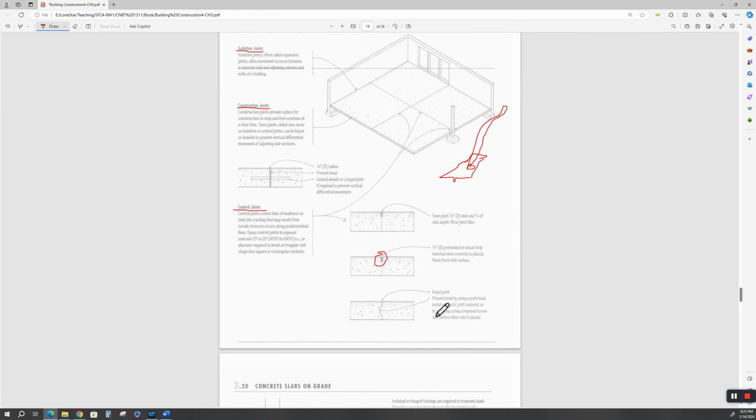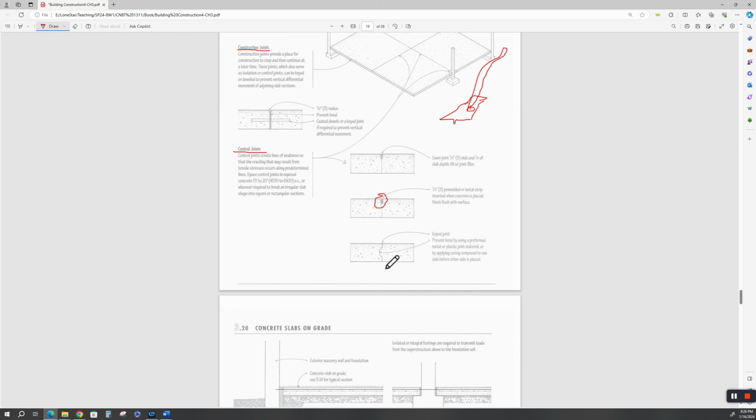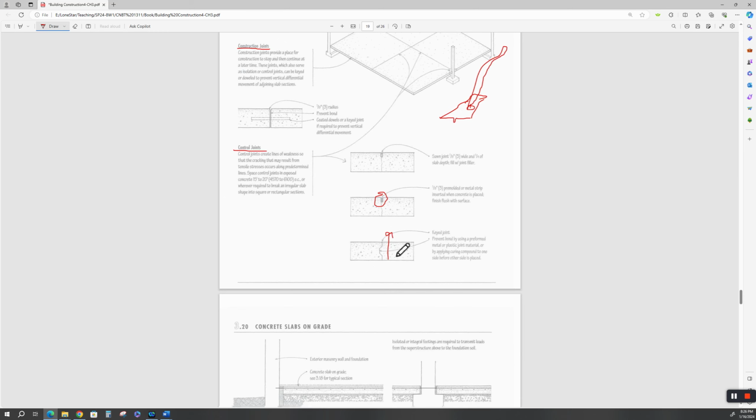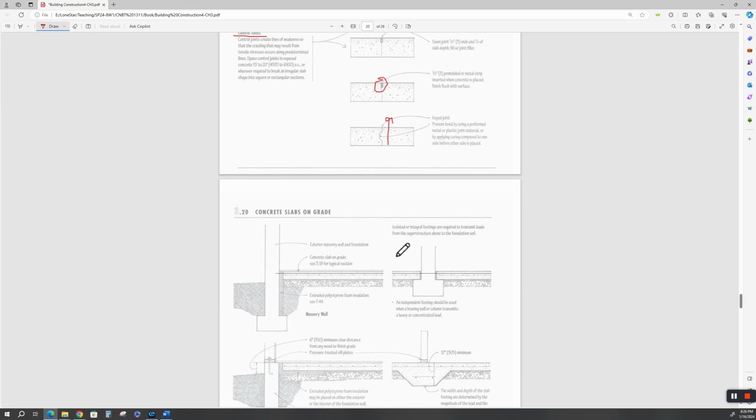Key joint, this prevents a bond by using a preformed metal or plastic joint material, by applying a curing compound to one side before the other space. And all a curing compound is, it's really to keep that concrete from bonding, and it works as a control joint too. And as you can see, the key keeps the thing from lifting up or moving around, up and down.